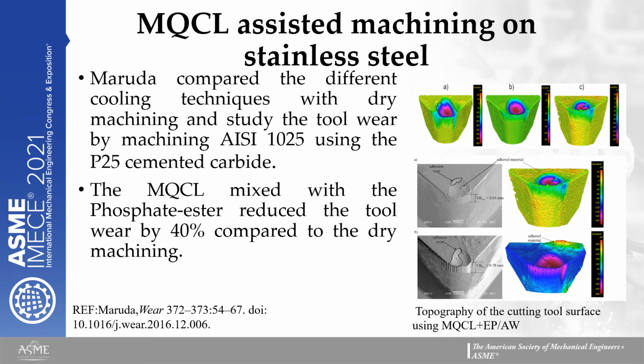There are some studies in the literature that demonstrated the effectiveness of MQCL technology. For example, in this current work, Murada machined AISI 1025 steel using P25 cemented carbides, and he examined different cutting environments such as dry and MQCL. His experiments showed that when MQCL was mixed with phosphate ester, it reduced tool wear by 40% when compared with dry machining.